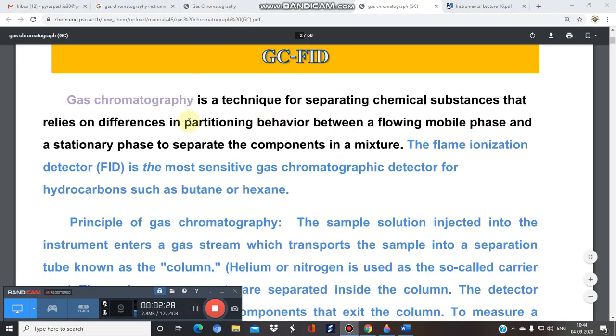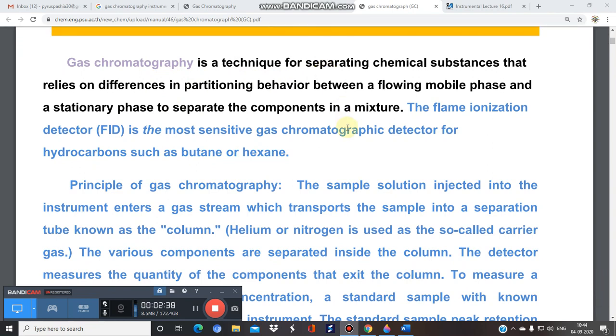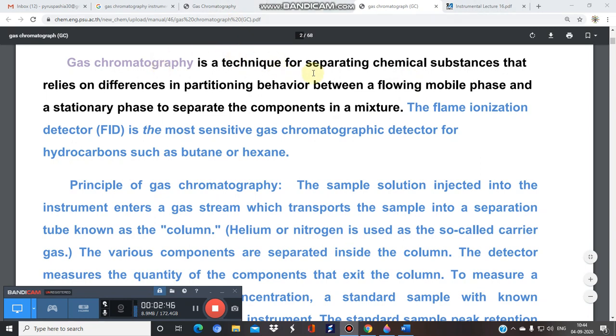So when we talk about its principle, let's see the general definition. Gas chromatography is a technique for separating. Chromatography is identification, separation, purification, an isolation technique. So gas chromatography is a technique for separating chemical substances that relies on differences in partitioning behavior. Somewhat it means that gas chromatography is based upon the principle of partitioning, the partitioning behavior between a flowing mobile phase and a stationary phase to separate the components in a mixture.